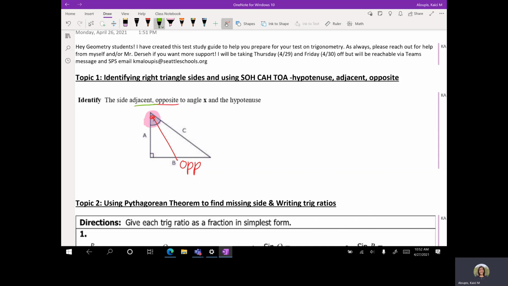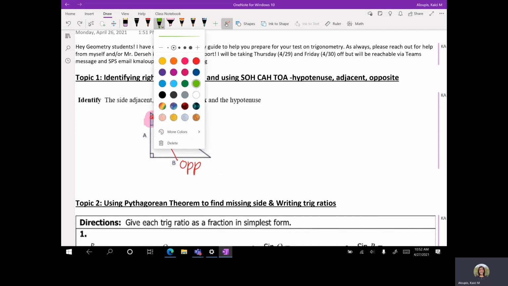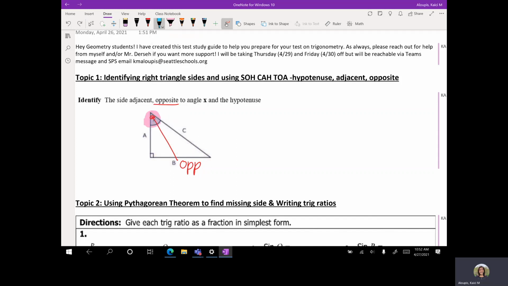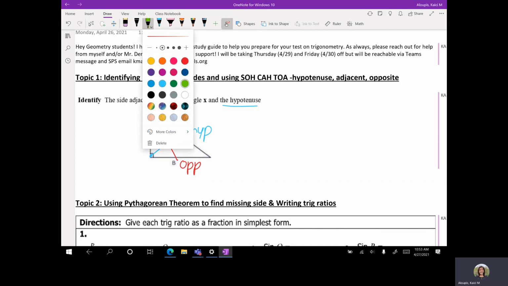To find our adjacent, well, before we go to adjacent, let's talk about what the hypotenuse is. The hypotenuse is the side that's opposite the right angle. The hypotenuse is also the longest side length of the triangle. So here's my right angle, go opposite of the right angle, and that's how I find my hypotenuse.